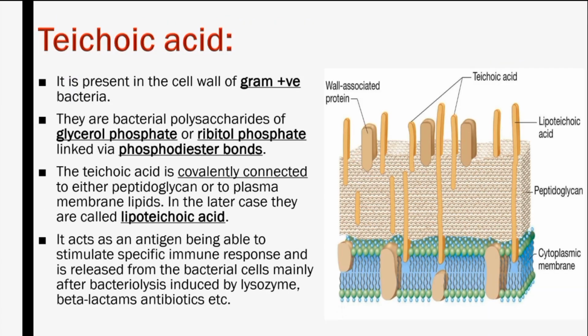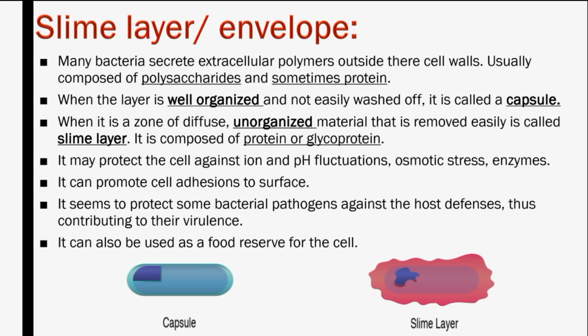Teichoic acid. It is present in the cell wall of gram-positive bacteria. They are bacterial polysaccharides of glycerol phosphate or ribitol phosphate linked via phosphodiester bonds. The teichoic acid is covalently connected to either peptidoglycan or to plasma membrane lipids. In the latter case, they are called lipoteichoic acid. It acts as an antigen, being able to stimulate specific immune response.